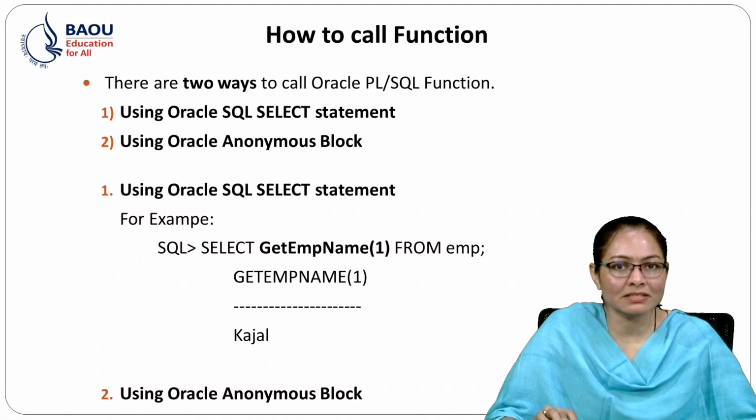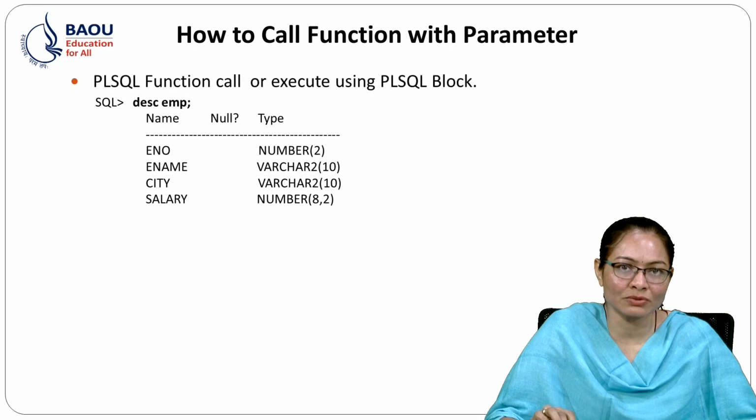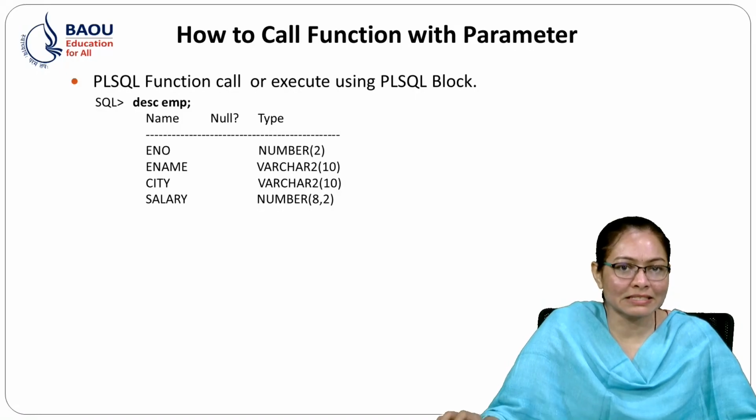Now the second one is using the Oracle anonymous block. The second way to call the function is using a PLSQL block. So how to call the function using a PLSQL block? The PLSQL function is called or executed using the PLSQL block. First, using the describe command, DESC, we describe the employee table.